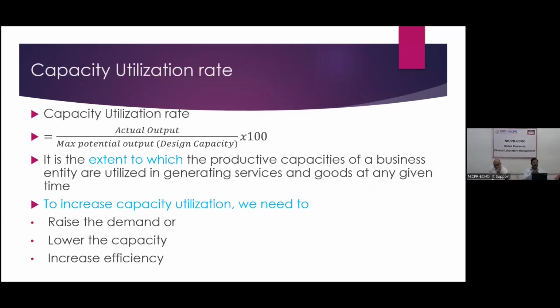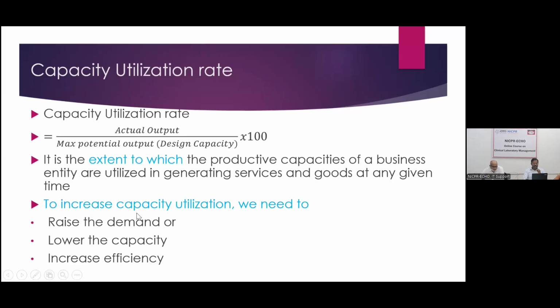Then there is a term known as capacity utilization rate. It is equal to actual output divided by the design capacity. As we have seen in our example of the hematology analyzer, in a day time of 6 hours with a throughput of 60, the analyzer can run 3600 samples. But normally we have only 2 shifts, and the machine runs for about 2 to 3 hours. That actual output divided by the design capacity is the capacity utilization rate, and we calculate it in terms of percentages.